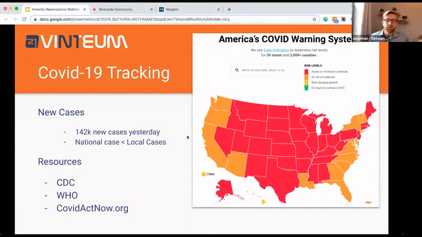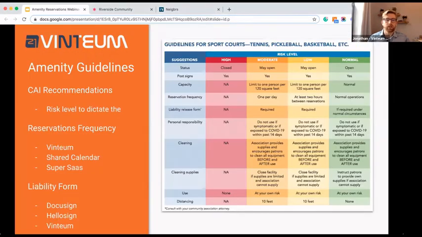So with this next form, this is an Amenity Guidelines sheet that has been put together by CAI. In this particular example, we're looking over sport courts. So tennis, pickleball, basketball, that sort of thing. But they have guidelines for about 15 different areas of amenities. That might be the pool, that might be the clubhouse, that could be a bunch of other things. So we're going to go ahead and share that in a follow-up email so everybody has access to this. But we did find this to be very insightful.